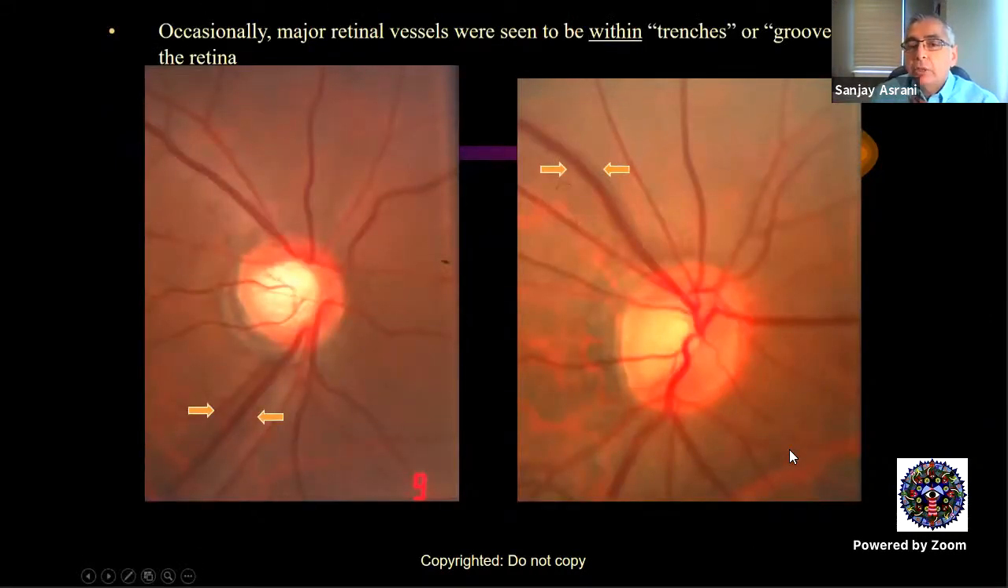I'd like to point out some additional features of the nerve fiber layer defect. Sometimes major retinal blood vessels are sitting within the nerve fiber layer defects. That is, the nerve fiber layer has thinned out on both sides of the blood vessel. In such nerve fiber layer defects, it is not easy to find them. And especially if they're deep, they are going to be associated with the field defect. And then you'll be wondering, what's that field defect from?